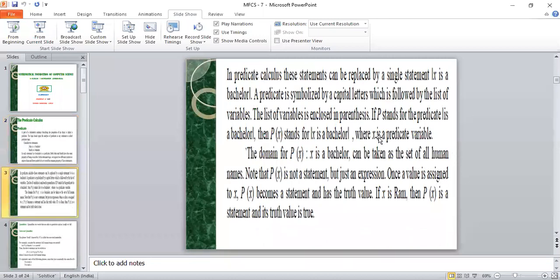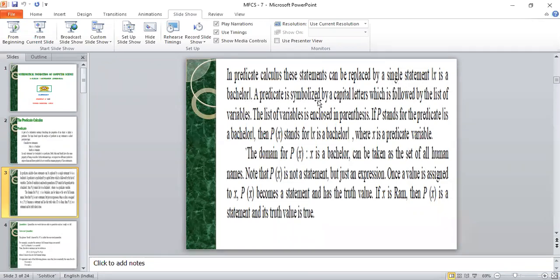But in predicate calculus, these statements can be replaced by a single statement: X is a bachelor. In the two statements, John is a bachelor and Smith is a bachelor, the common property is being a bachelor. So that common property we denote as X is a bachelor.